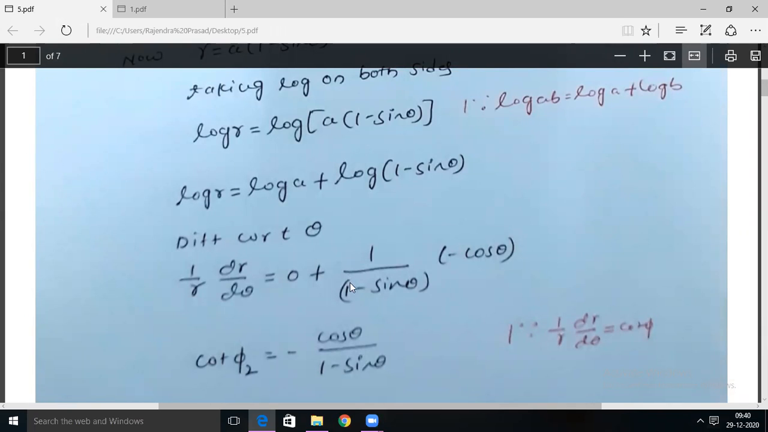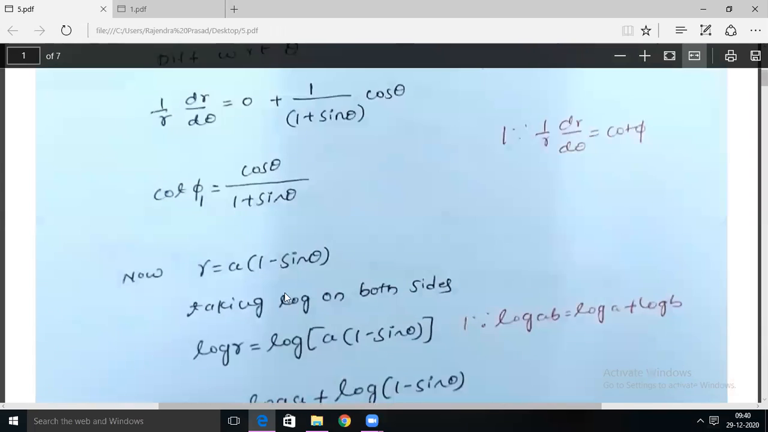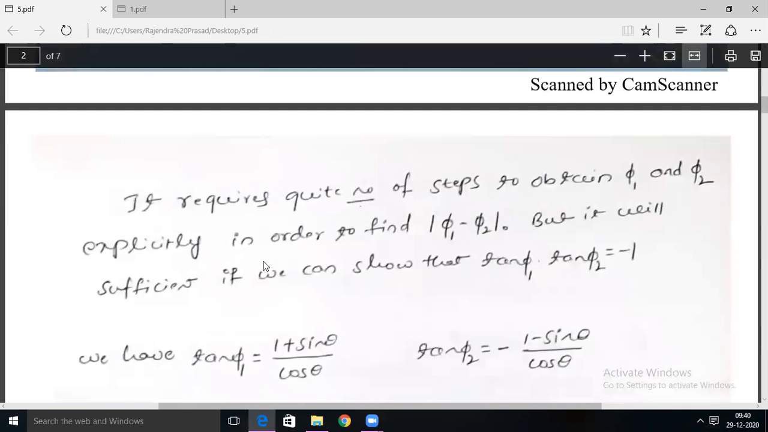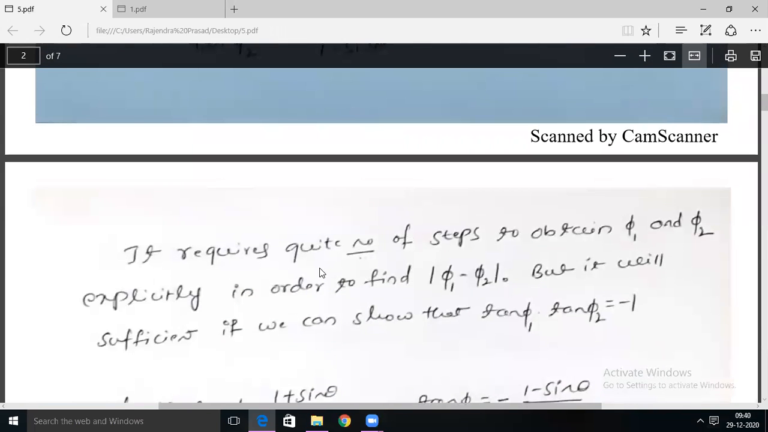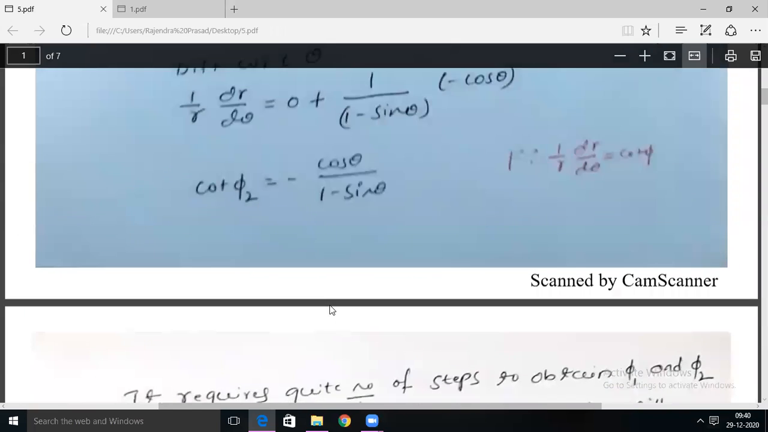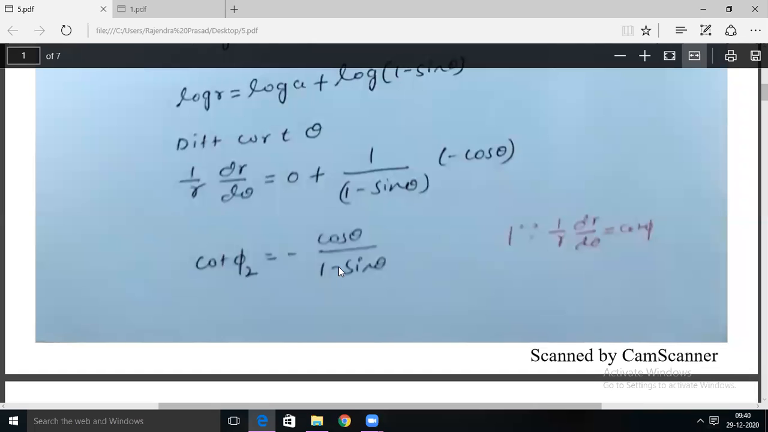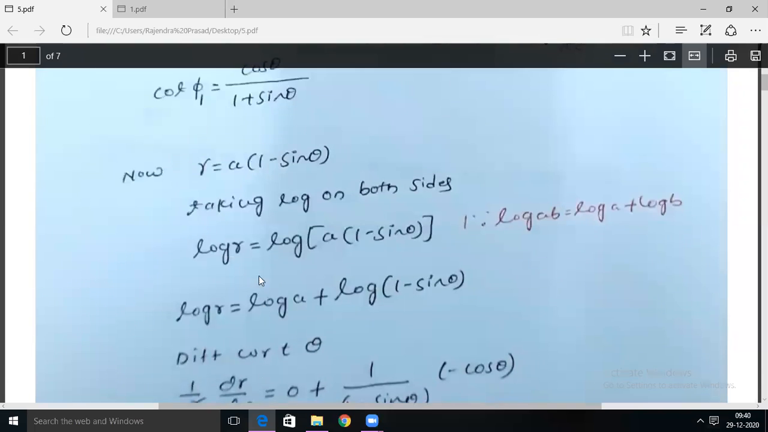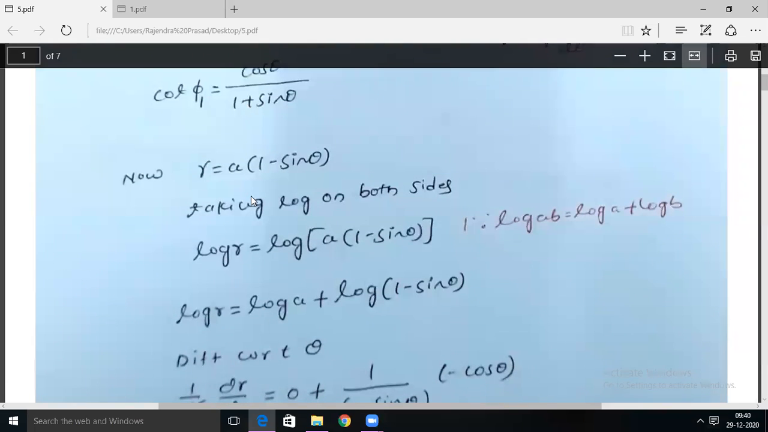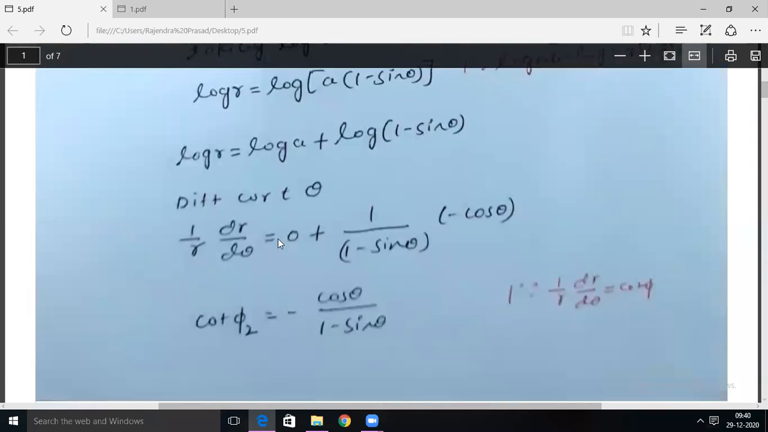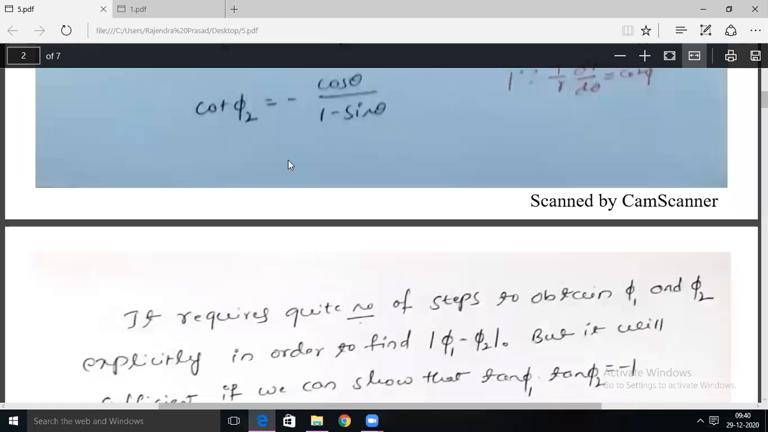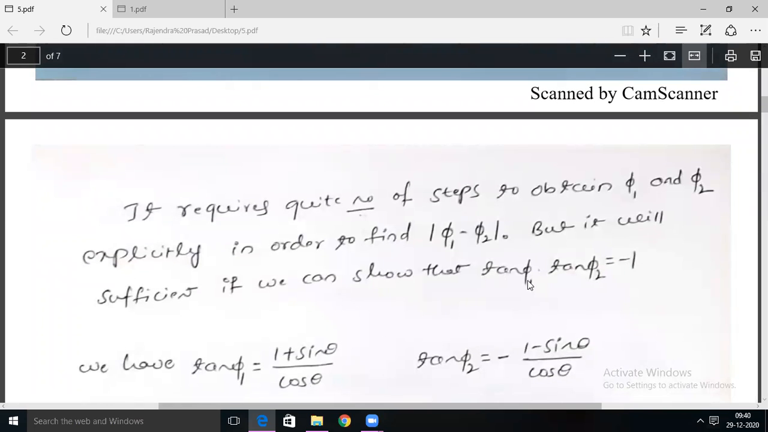So, cot phi 1 and cot phi 2, right? See, observe here. It requires quite a number of steps to obtain phi 1 and phi 2 explicitly. So actually we can write it in terms of phi 1 and phi 2 form, but it requires a number of steps. Is it clear? So more steps are required. That's why cot phi 1 and cot phi 2 keep as it is, because we have another form here, that is tan phi 1 into tan phi 2 is equal to -1.